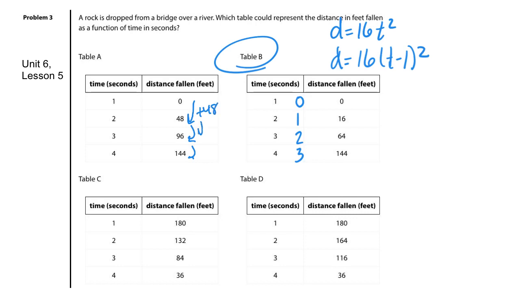And we know that if something is falling, it's going to get faster and faster and faster. And it's not going to have that constant rate of change. C and D don't work because it's looking like it falls a shorter distance with more time. And that doesn't make sense logically. If you drop something for more time, it's going to fall farther.